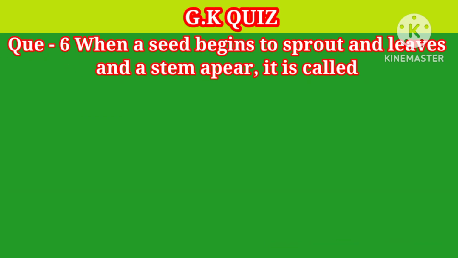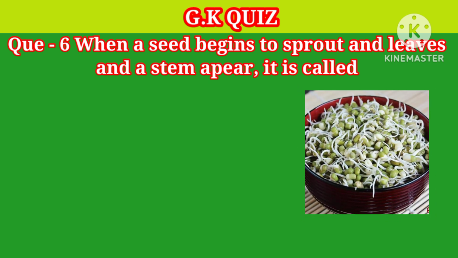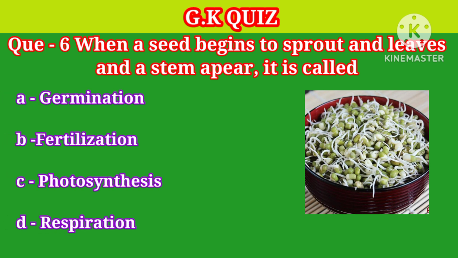Question number 6. When a seed begins to sprout and leaves and a stem appear, it is called? Your options: A. Germination. B. Fertilization. C. Photosynthesis. D. Respiration. Your right answer is germination.